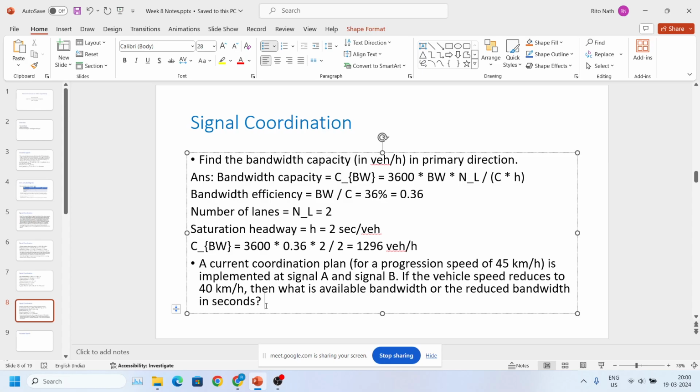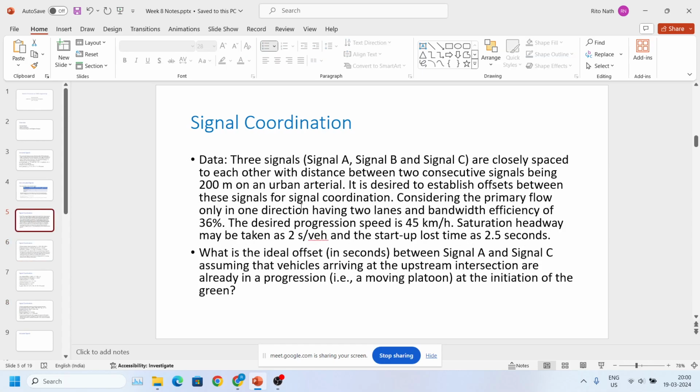Okay, effective green is given, I think. Let's see. In this problem, is it given? Okay, here you don't have it, right? Yeah. So you need the cycle length as well as effective green to solve this problem. So I'll add it here.